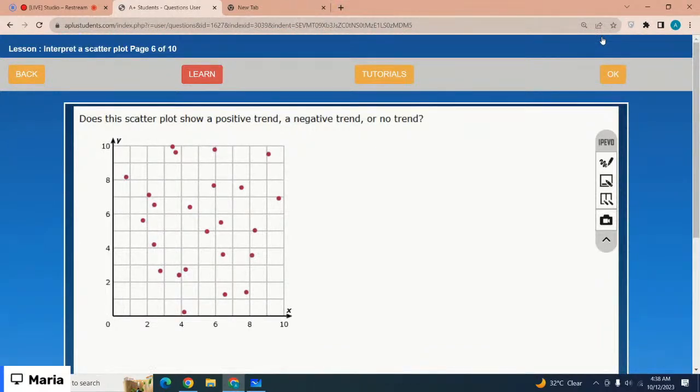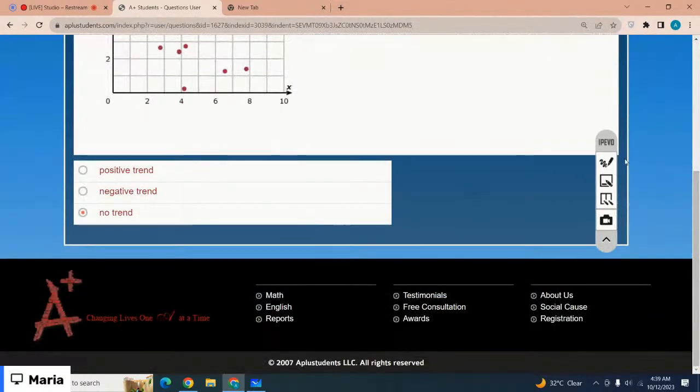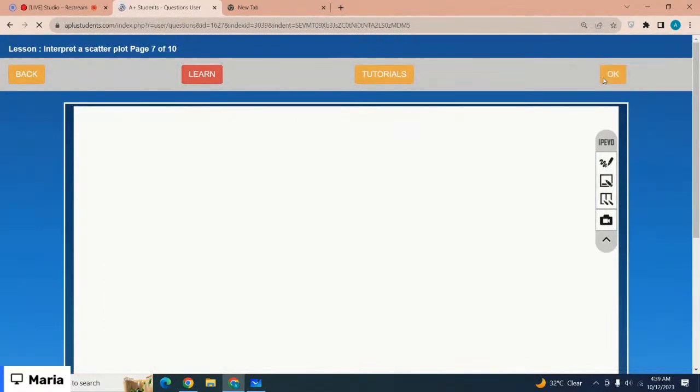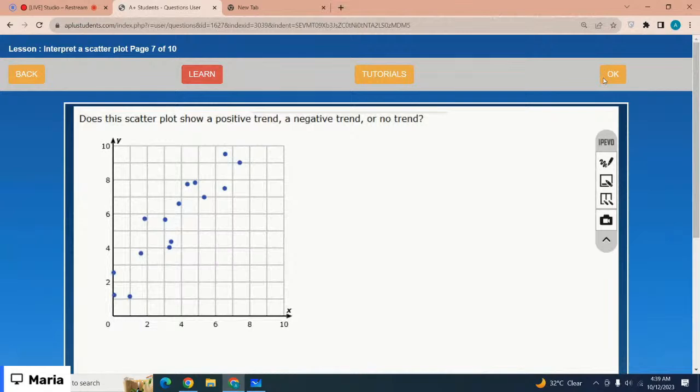Does this scatter plot show positive trend, negative trend, or no trend? Which is the correct option? You can see the points are scattered, right? X is 10, y is 7 or 8. That means the graph shows no trend. The correct option is no trend. Because if you make a line of best fit, the points are too scattered. They do not fit on any line.